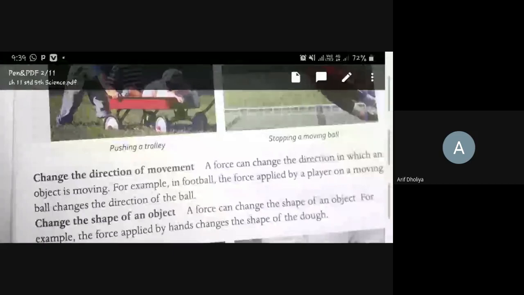It will change the direction of an object. Now, change the shape when you apply the force. The shape of the object will also change. Take a good example of dough. Dough means atta, roti kata.